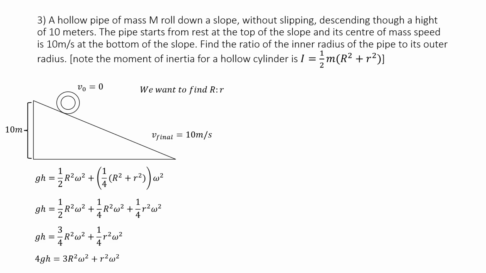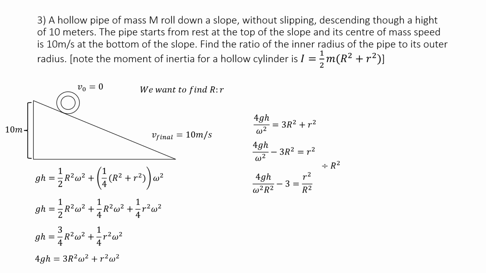And here we times both sides by 4 to get rid of the fractions. Next thing we're going to want to do is take a factor of omega squared out of the right-hand side and times it into the left-hand side. And then we are going to rearrange and move our 3 R squared onto the left-hand side. And here we can divide by R squared. This gives us 4gh over omega squared R squared minus 3 equals r squared over R squared.